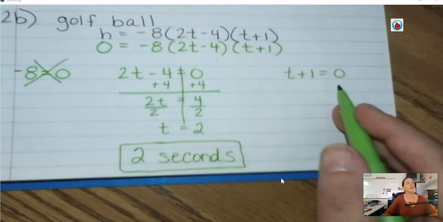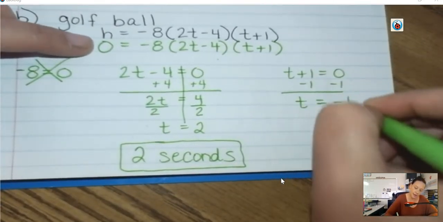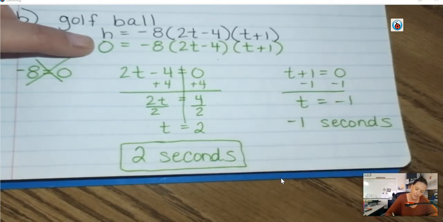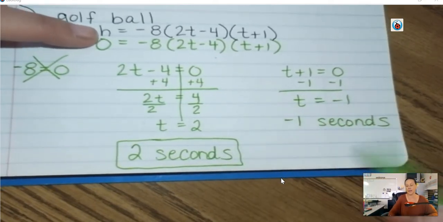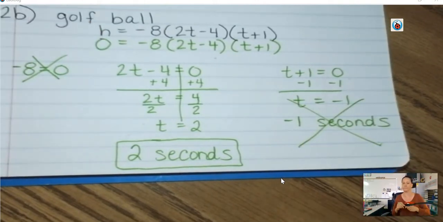And then let's solve the last factor by subtracting 1 from both sides. So t would be negative 1 seconds, and that doesn't make sense. Because we're hitting a golf ball, it's not going to be in the air for negative seconds. So cross that one off.